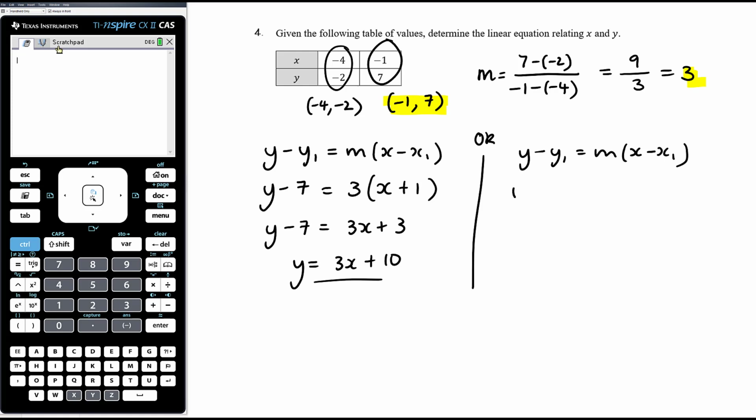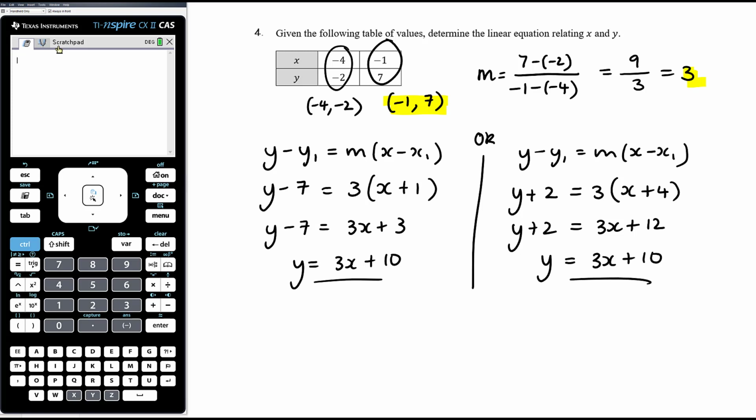Or we could do y minus y1 equals m times x minus x1 and use the other point, which is y minus minus 2, so y plus 2 equals our gradient, which is 3, times x minus minus 4, which is x plus 4. So we get y plus 2 equals 3x plus 12. Just expanded out the brackets, subtracting 2 from both sides, 3x plus 10, which is the same. Okay, so it doesn't matter which point you use.